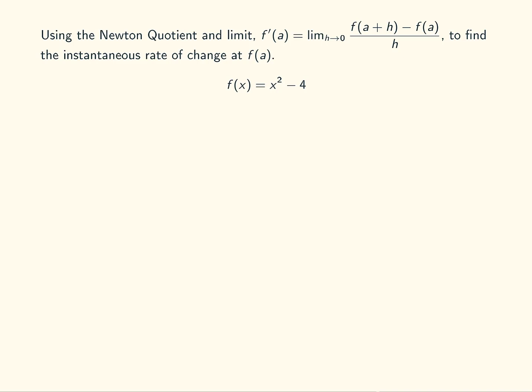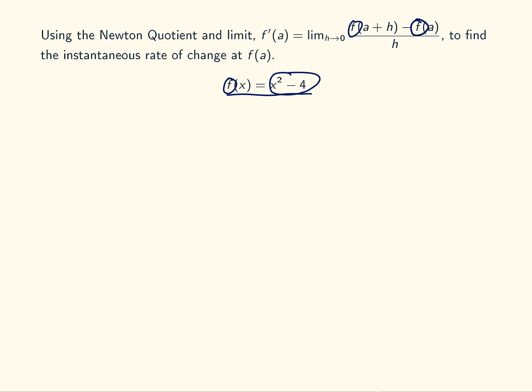The function we're working with is defined right here. We've got x squared minus 4. Now we've got f here, and an f here, and an f here. And wherever we see this f function, we're going to put in this f function, except that we're going to replace x with a plus h.